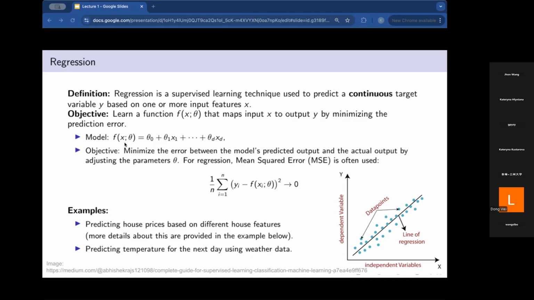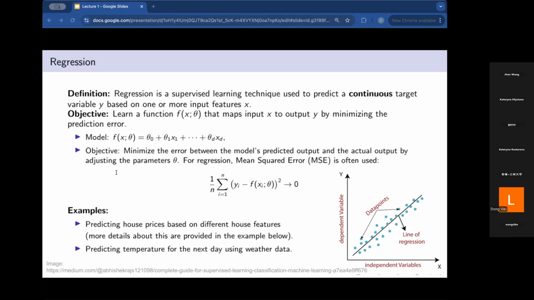This image represents a simple linear regression model. The blue points represent the data points observed in the data set, and the line running through these points is called the line of regression. As you see, this line attempts to best fit the data points by minimizing the distance between the points and the line, effectively showing the relationship between the independent and dependent variables.